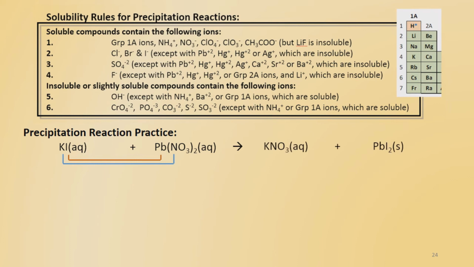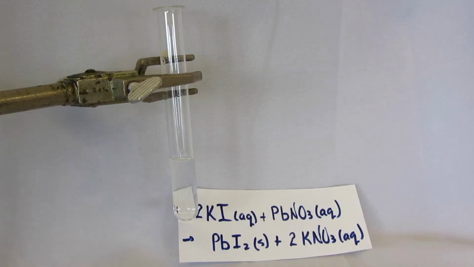So we can write for products potassium nitrate aqueous and lead 2 iodide solid precipitate. Now this reaction is not balanced. As you can see, I have 2 iodides on the right and 1 on the left. I have 2 nitrates on the left and 1 on the right, so we should double up on the potassium iodide and the potassium nitrate, and now it's balanced. Let's eliminate the spectator ions of potassium and nitrate, leaving us with the net ionic equation of iodide plus lead 2 ion makes lead 2 iodide solid precipitate.